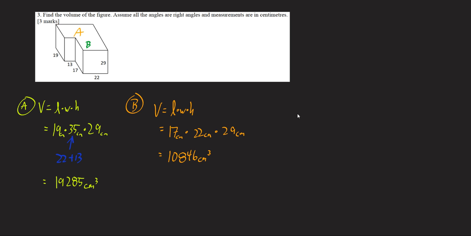So if we're looking for the total, that's shape A plus shape B, the smaller ones together, and that's 19,285 plus 10,846, which is 30,131 cubic centimeters.